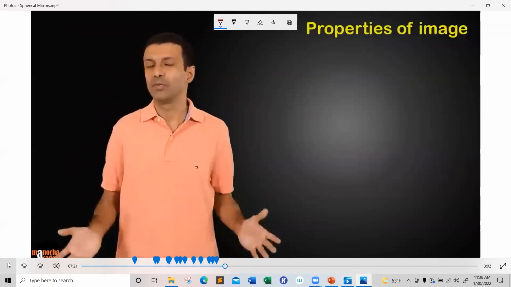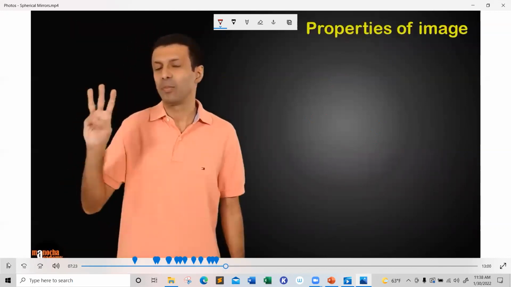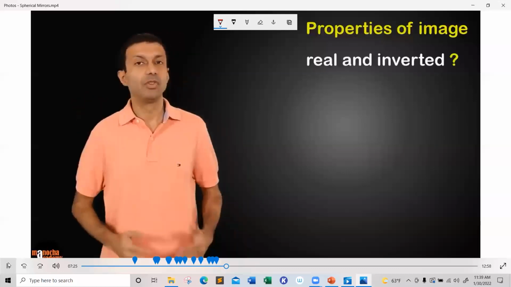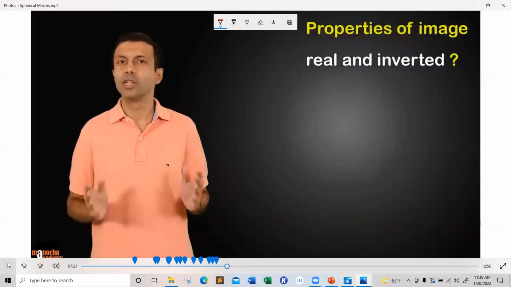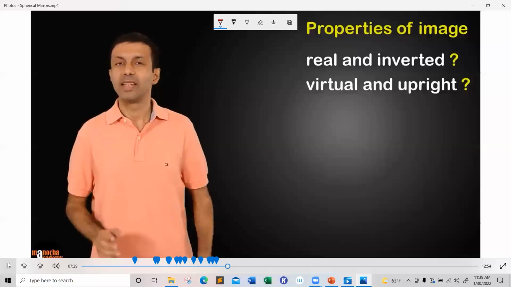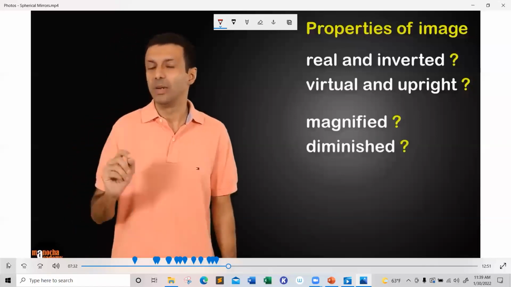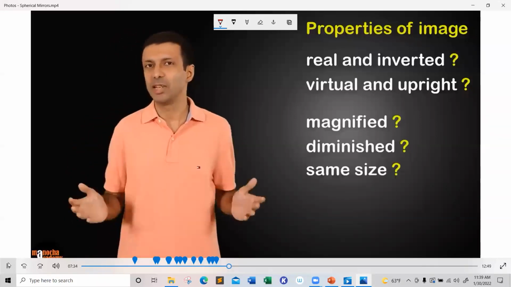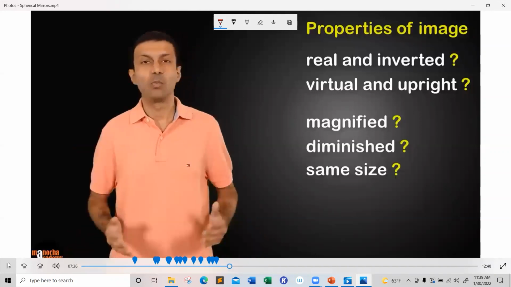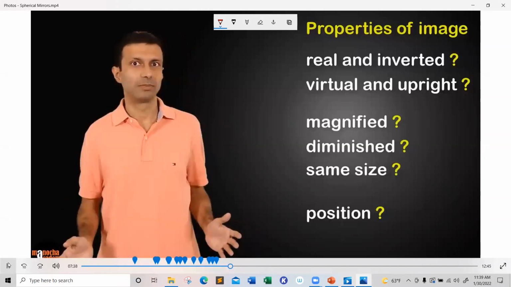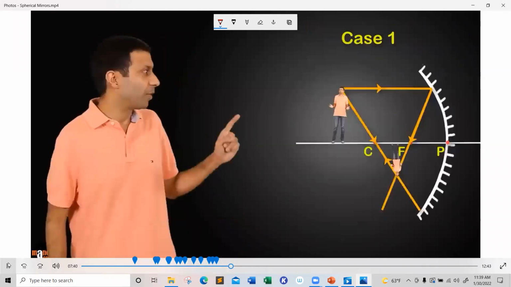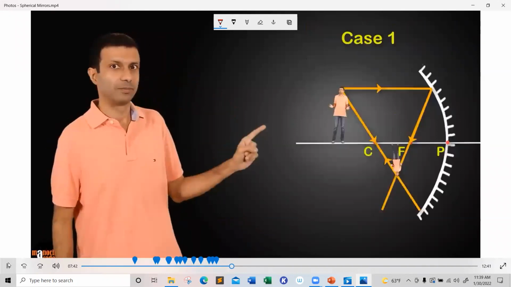What are the properties of the image? There are 3 points here. Is the image real and inverted, or is it virtual and upright? Is the image magnified, diminished, or is it the same size as the object? And what is the position of the image? So let's see what are the properties of the image for case 1.